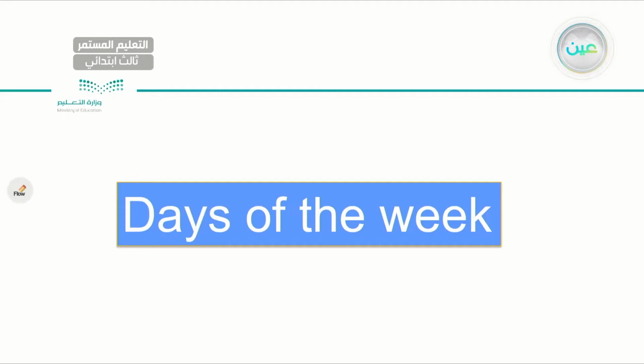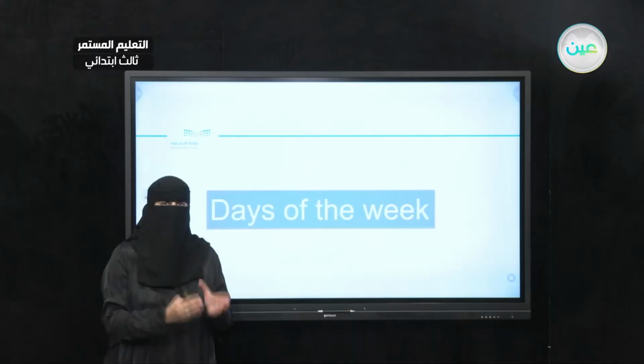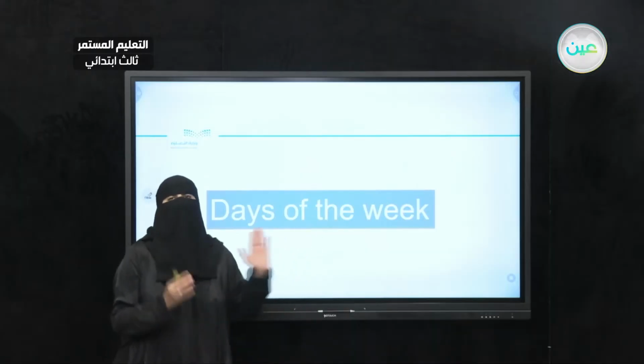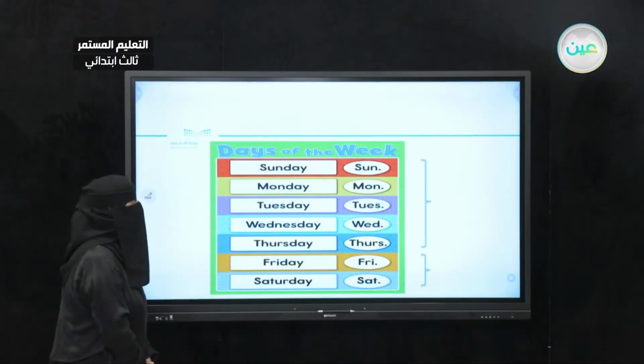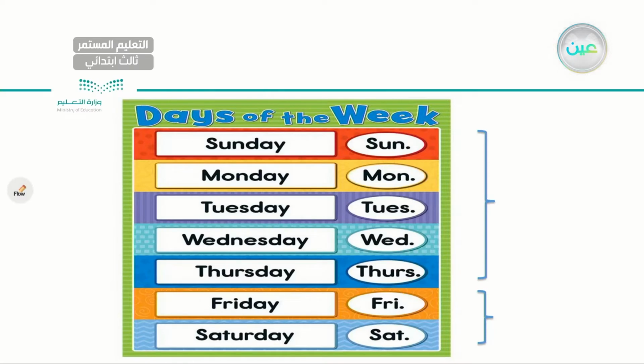Days of the week. What do we mean by the word days? What do we mean by the word week? As you can see here, my dear student, I have all the days of the week. They are in the correct order. Starting from the first day, I have Sunday, Monday, Tuesday, Wednesday, Thursday, Friday, and Saturday.